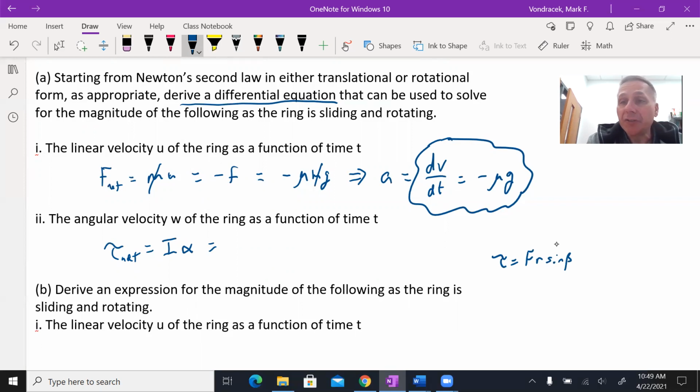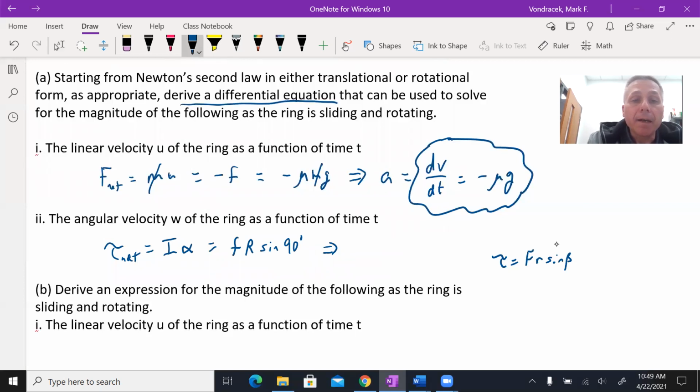In this case, friction is the reason why it's going to start to spin. Friction creates the torque. So we've got the friction force. The distance to the axis of rotation, which is the center of the ring, is just the radius of the ring. And then that radius line and the friction line, since friction is parallel to the flat surface, make an angle of 90 degrees.